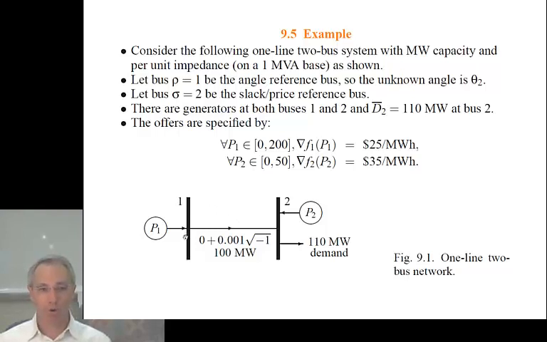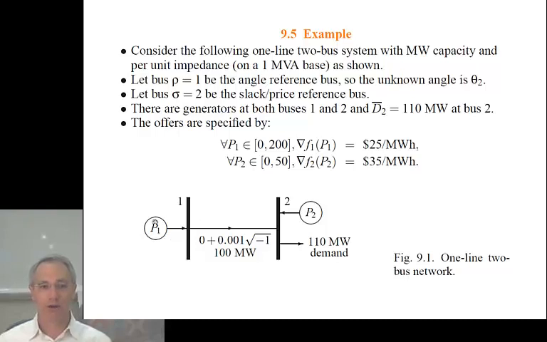In other words, the impedance is purely imaginary. Let's let rho equal 1 be the angle reference bus. So that means the angle at bus 1 is known to be 0. Angle 2, theta 2, is the unknown. Bus 2, sigma equals 2, is the slack or price reference bus. We've got generators at both bus 1 and bus 2, and there's 110 megawatts of demand at bus 2.